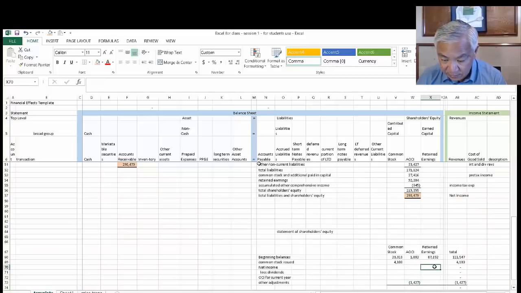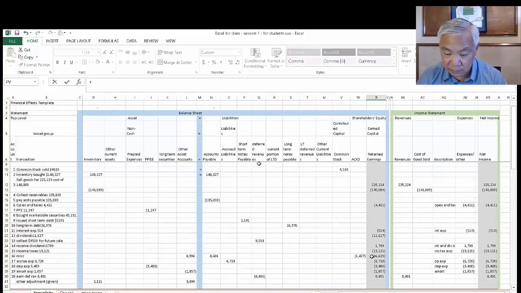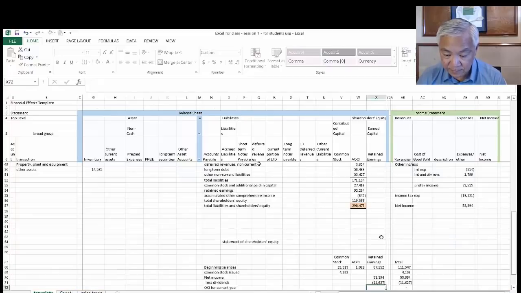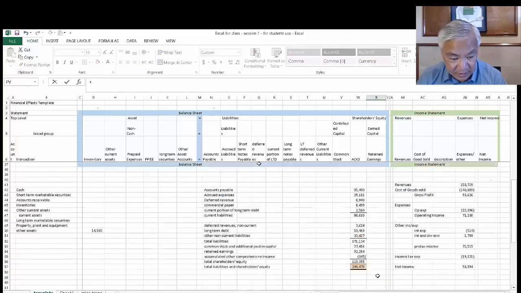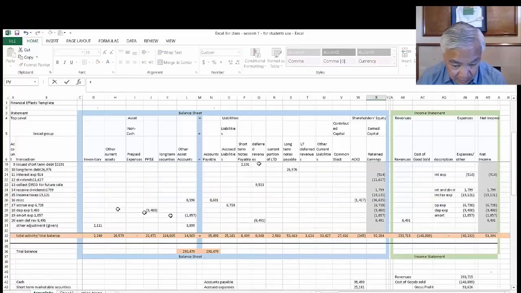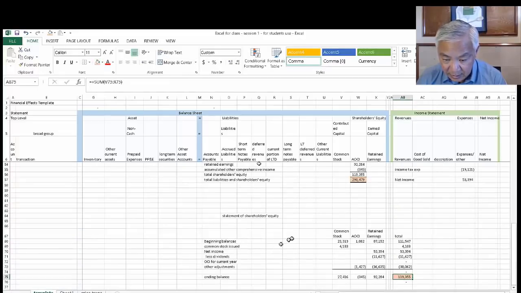Then on retained earnings, we know we have net income, which we can grab from our income statement. That's 53. And we have dividends during the year. We know we paid $11,000. We had one adjustment that we made on row 16, which is right there. And so now we have this as our balance in shareholders' equity, which exactly matches this.